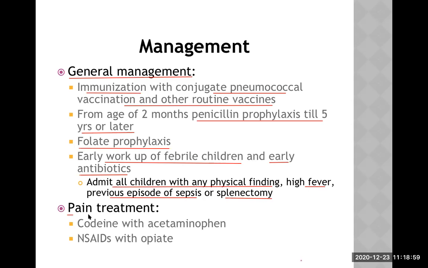Another part is pain treatment. A lot of painful crises or painful episodes occur in this condition. So we treat the child with some analgesics. One form of analgesic is codeine, which is mixed with paracetamol. Codeine with acetaminophen, that is paracetamol, is a good combination. And another is we mix NSAID with opioid also.